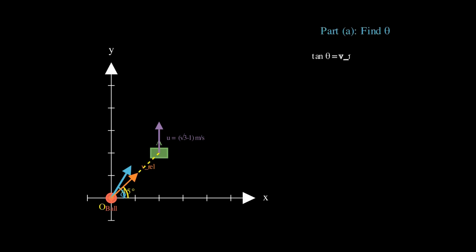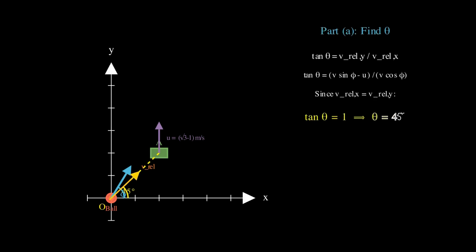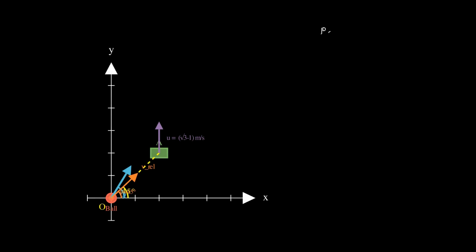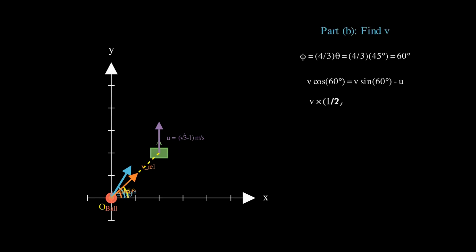Now let's answer part A. In the trolley's reference frame, the ball appears to move with the relative velocity vector. The angle theta this makes with the x-axis has tangent equal to v rel y over v rel x. Since these components are equal, tangent theta equals 1, which means theta equals 45 degrees. For part B, we're given that phi equals 4/3 of theta. With theta at 45 degrees, phi becomes 60 degrees.